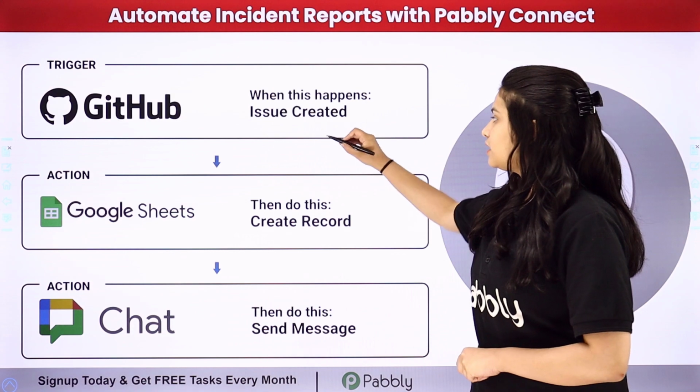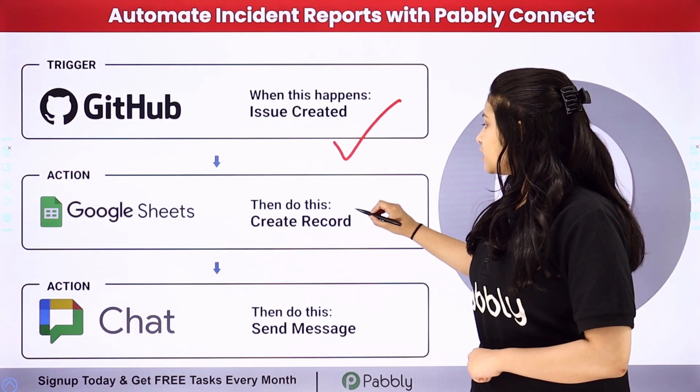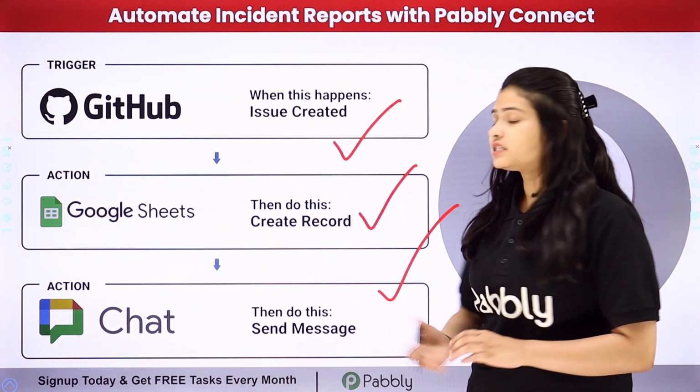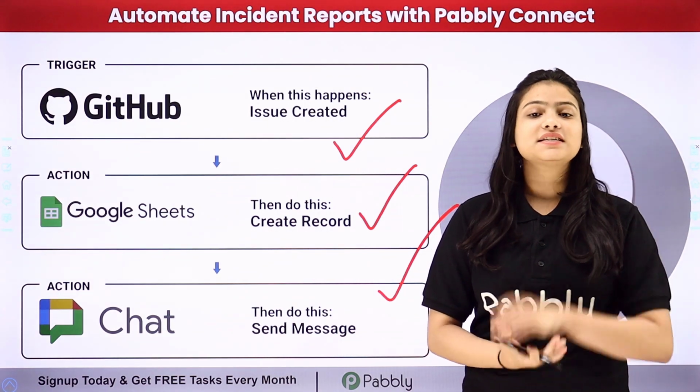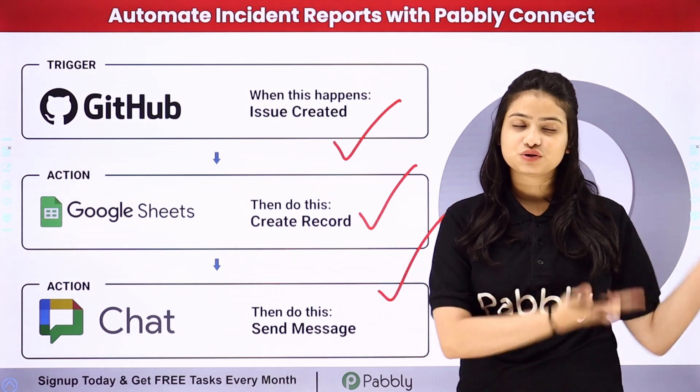In trigger, we are going to take GitHub first of all, and in action, we are going to take Google Sheets and Google Chat. And we will simply connect all of them with the help of Pabbly Connect to automate this entire process. And to learn this entire automation step by step, let me take you all to my screen.